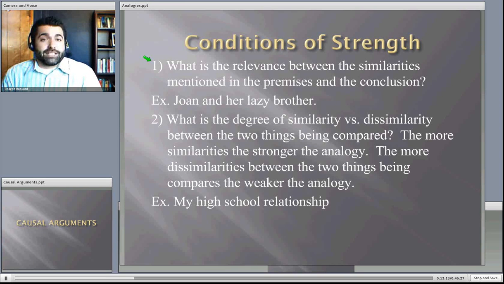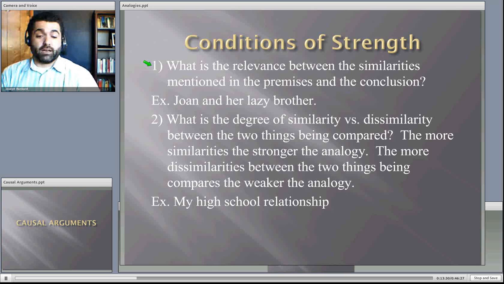Of course, this analogy is not good because it doesn't meet this criteria of strength. The similarities you've pointed out are not relevant to the conclusion you're trying to make. The fact that Joan and Jeff both grew up in the same home, have the same parents, right, share some of the same genetics, and were raised with the same values. We know this does not translate to, well, just because Jeff's a bad student, therefore Joan's a bad student. There's no correlation between the similarities highlighted and the conclusion you're trying to make. And so that's a problem that you want to watch out for.